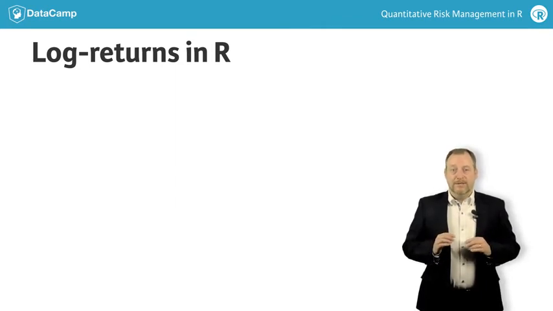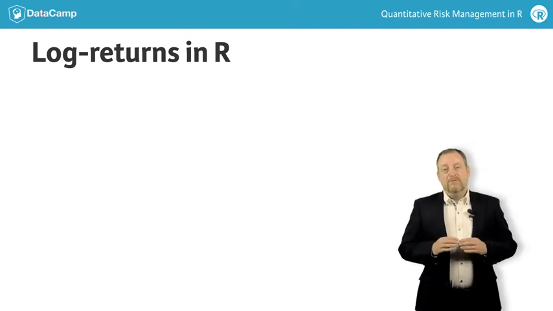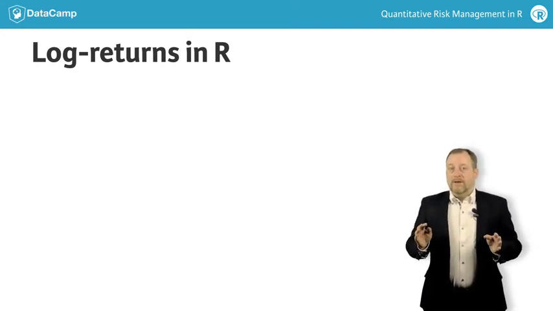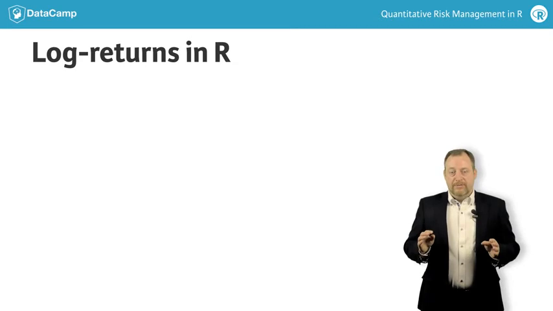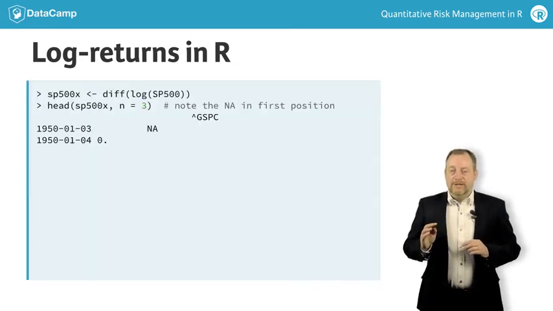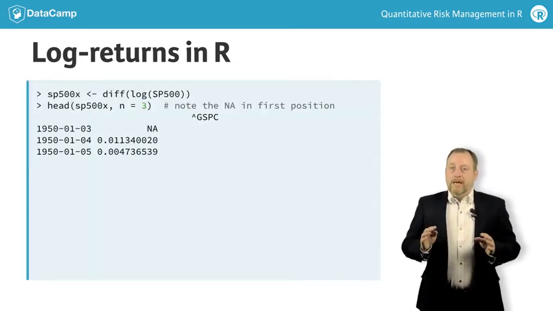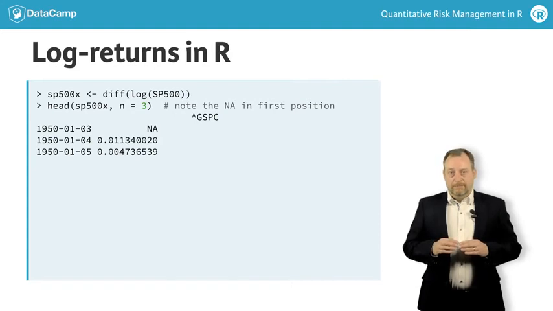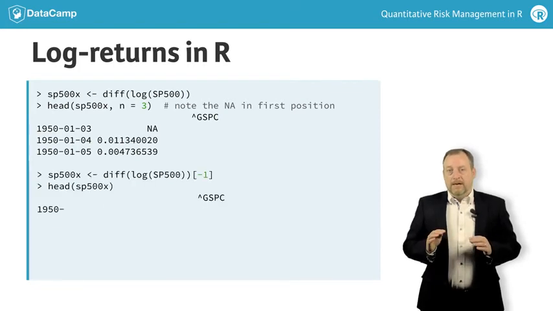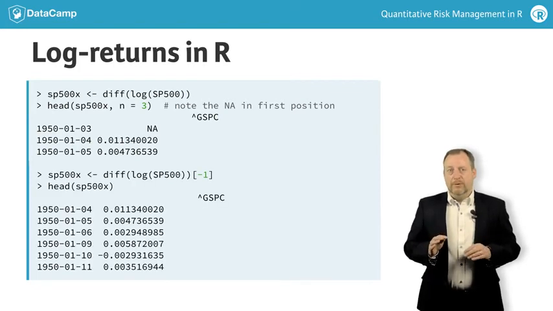To calculate the log returns of the S&P 500 index, you apply the functions log and diff in succession. Diff calculates differences. Here is some code to illustrate. Note that you get an NA in the first position when you apply these operations. It's best to remove the first value prior to working with the return series.